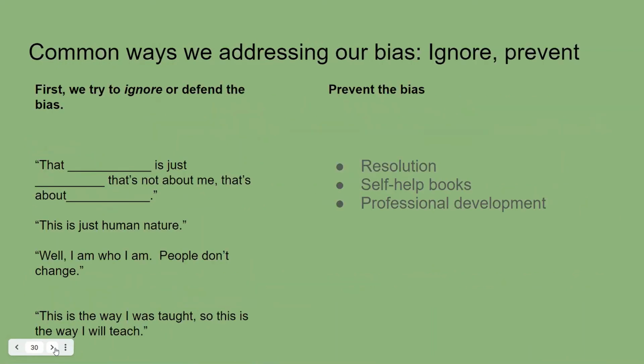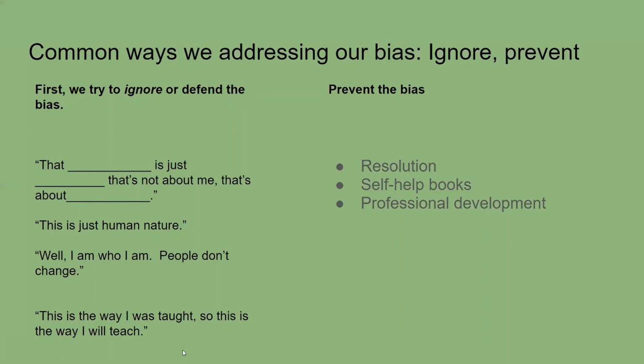When we think about addressing our cognitive bias, we tend to try to do it one of two ways. The first way is to ignore it, right? We're expected to ignore it. We try to ignore it. Well, I am who I am. People don't change. Or, this was the way I was taught, and so this is the way I will teach, right? And if somebody goes against that grain, it can get us going, right?